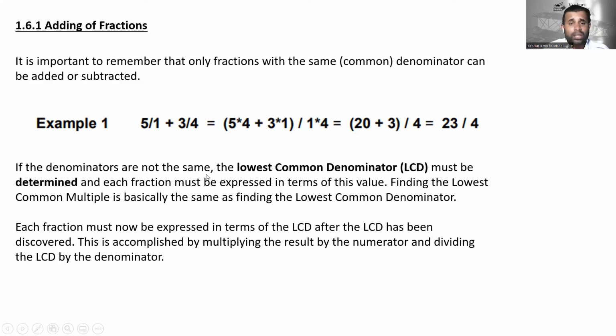If the denominators are not the same, the lowest common denominator must be determined, and each fraction must be expressed in terms of this value. Finding the lowest common multiple is basically the same as finding the lowest common denominator, right? I taught you before. So each fraction must now be expressed in terms of the least common denominator after the least common denominator has been discovered. This is accomplished by multiplying the numerator and dividing the LCD by the denominator, right?